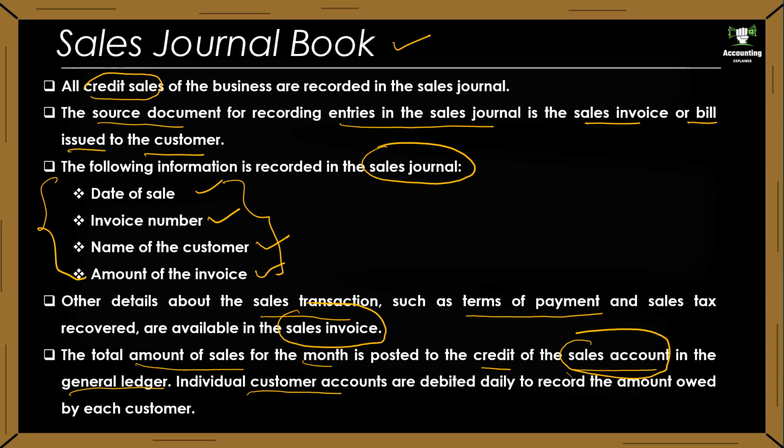Individual customer accounts are debited daily to record the amount owed by each customer. Sales journal book is basically a recording of credit sales only, no? So we'll have debtors, customers. So customers should also be debited daily, and from that we can see how much money they owe to us.